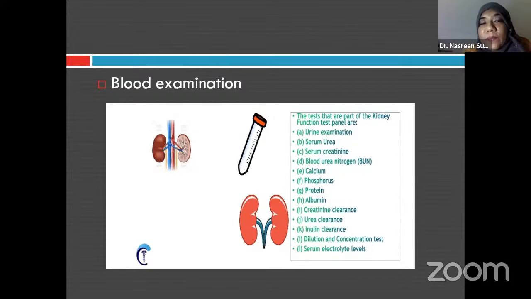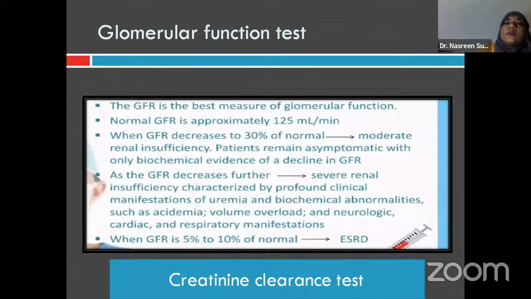All these tests will be done in this intervention. Then there will be a glomerular function test also. Usually the glomerular filtration rate, I hope you know, is the first step in urine formation, followed by tubular reabsorption and then tubular secretion, right? So glomerular filtration is just a filtration of the urine.